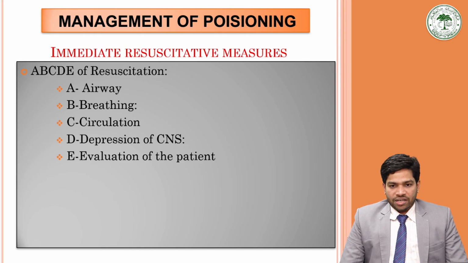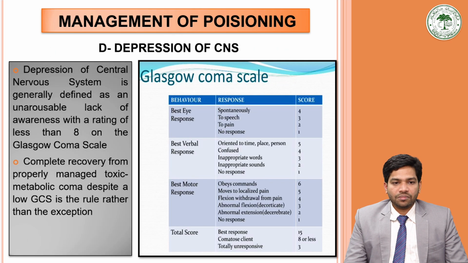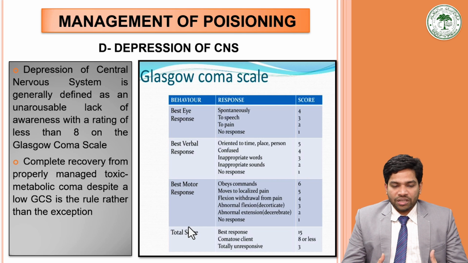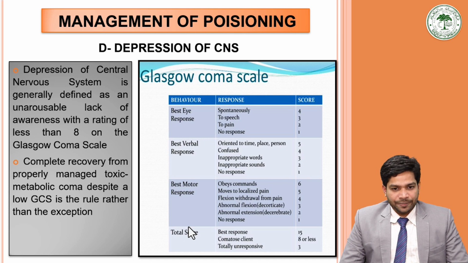So we will now learn how to manage the depression of the CNS. Depression of the central nervous system is generally defined as an arousable lack of awareness with a rating of less than 8 on the Glasgow scale. For the comatose patient, the best assessment of the coma is the Glasgow Coma Scale. It is often used, and you must know how to use it.